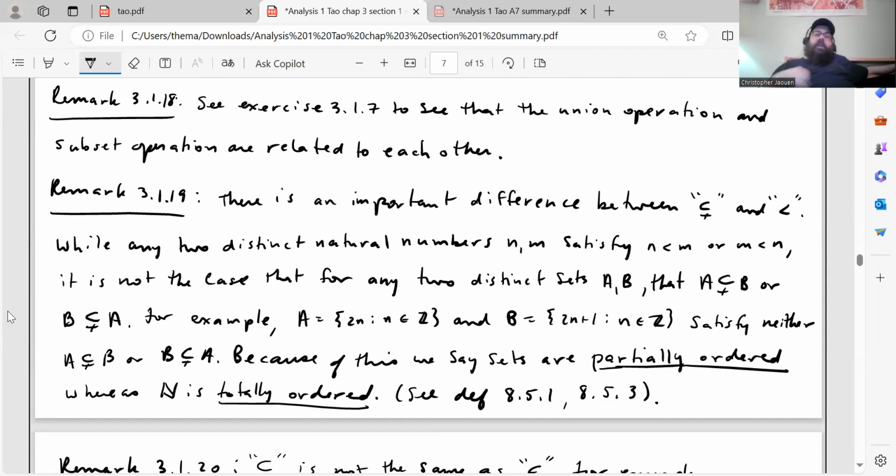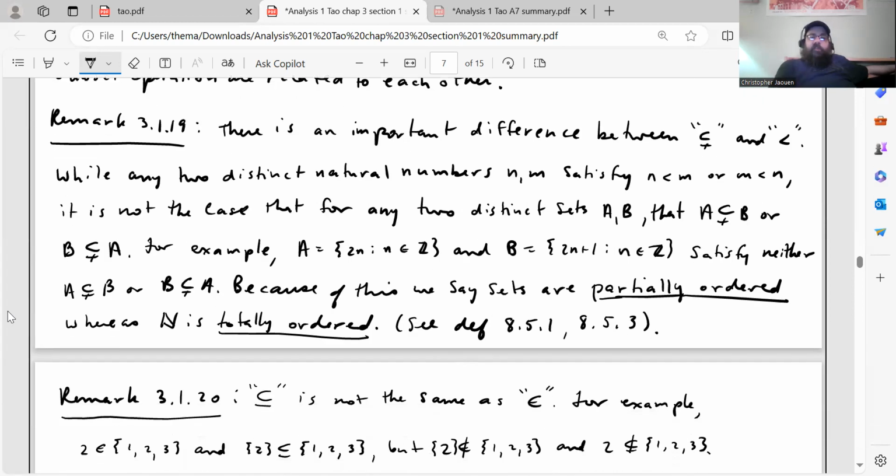While any two distinct natural numbers n, m satisfy n less than m or m less than n, it is not the case that for any two distinct sets A, B, A is a proper subset of B or B is a proper subset of A. For example, A equals the set of 2n such that n is an integer, and B equals the set of all 2n plus 1 such that n is an integer, satisfy neither A is a proper subset of B nor B is a proper subset of A. Because of this we say that sets are partially ordered, whereas the natural numbers are a totally ordered set. These things are defined in chapter 8, so we'll have to wait till chapter 8 to look at the formal definitions for that.